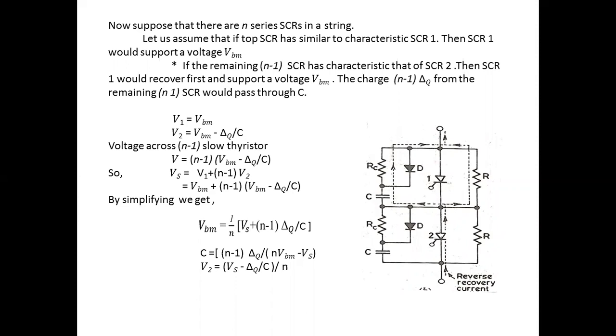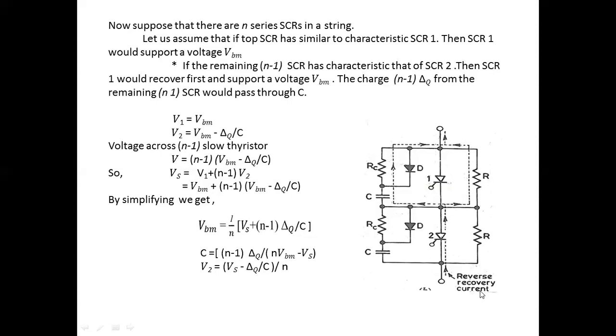Here, if you observe, again we can discuss the flow of reverse recovery current. Suppose SCR1 recovers first, or SCR2 recovers first. This is the problem which we are getting: the existence of reverse recovery current, which we have shown in the diagram. This is the reverse recovery current at the turn off time period. Therefore, during the turn off process of series connected SCRs, there is an existence of this reverse recovery current.